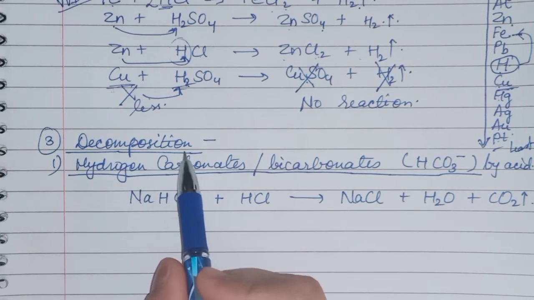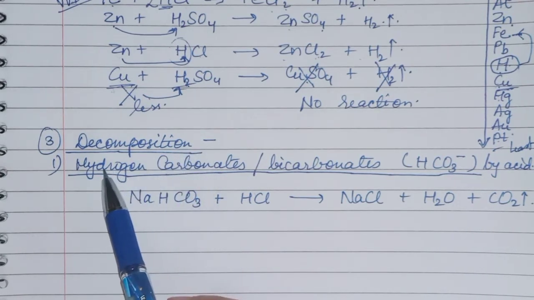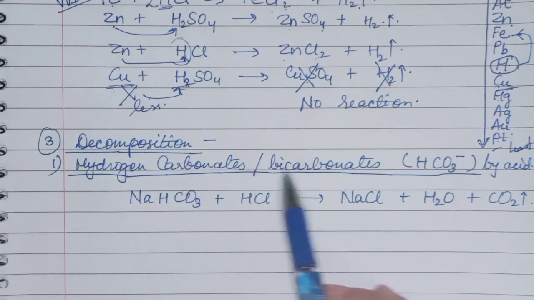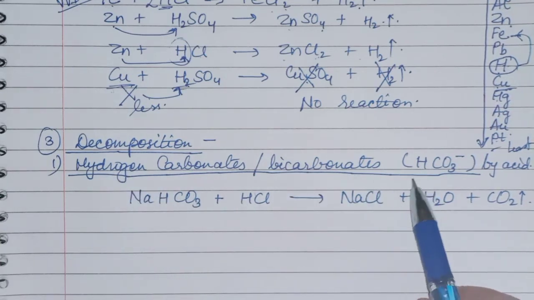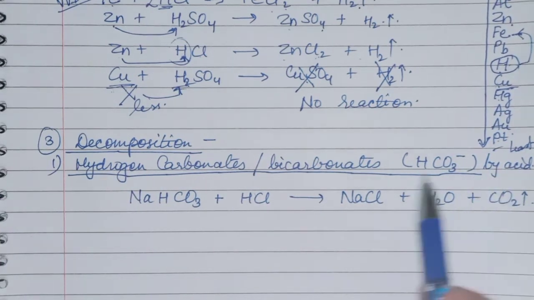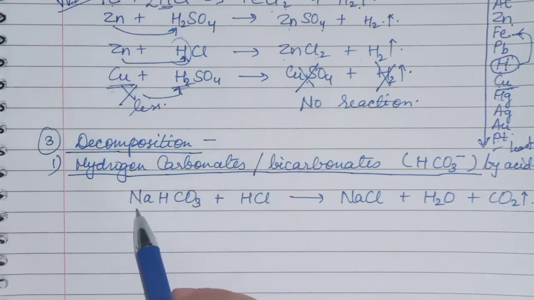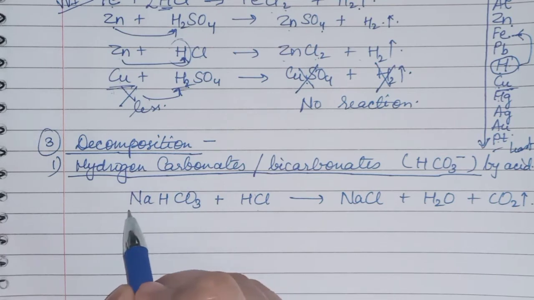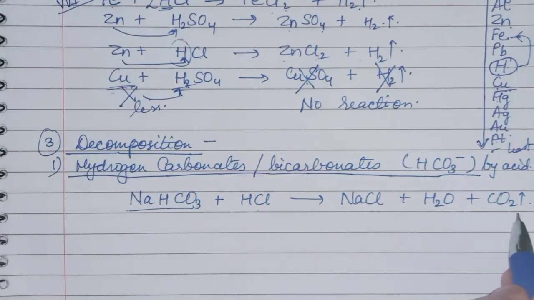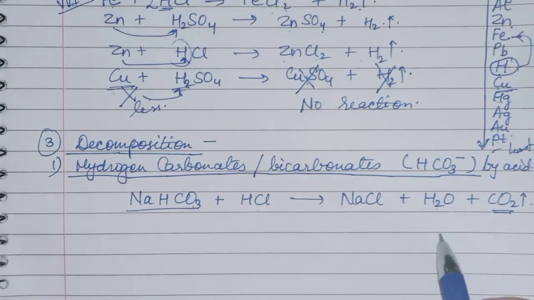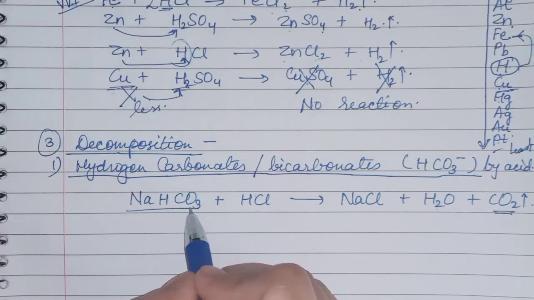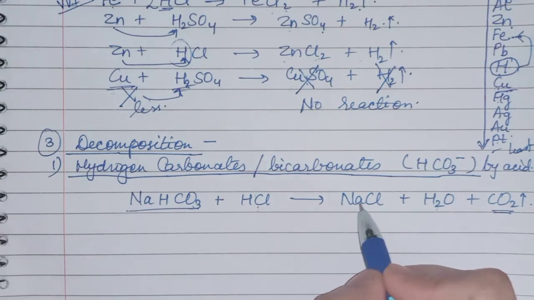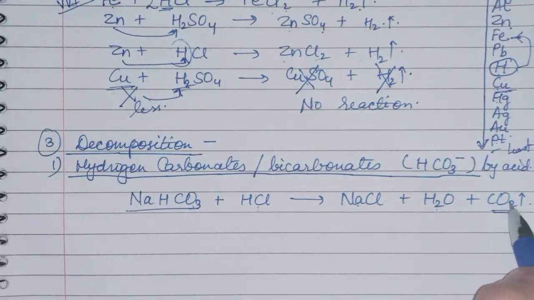Next is decomposition. First is hydrogen carbonate or bicarbonate. It is HCO3 minus by acid. So decomposition of bicarbonates, that means by the action of acid. The breaking down of bicarbonate will always give carbon dioxide gas, okay, and salt and water are formed. So NaHCO3 plus HCl will decompose into NaCl, and CO2 will form with water.